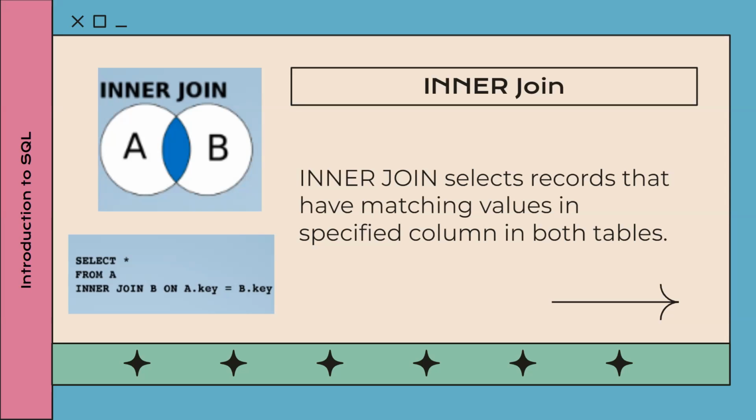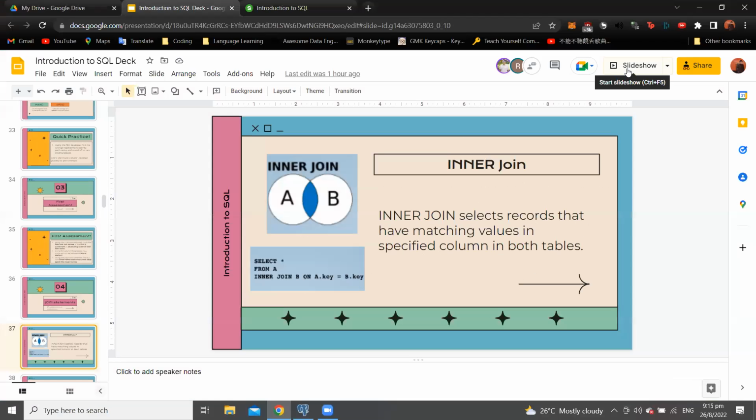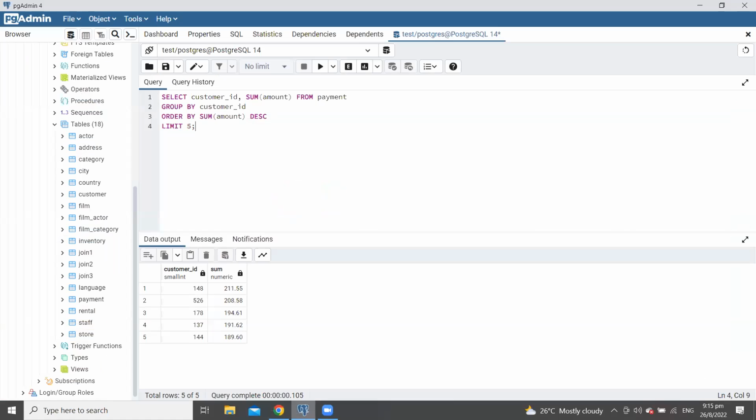So let's start with inner join. Inner join basically selects records that have matching values in specified columns in both tables. If we were to do an inner join, let me just introduce you to 3 more tables. Don't be afraid. One of them is actually what I've been using, and I'll explain the other 2 later. So let's take a look at join 1 first.